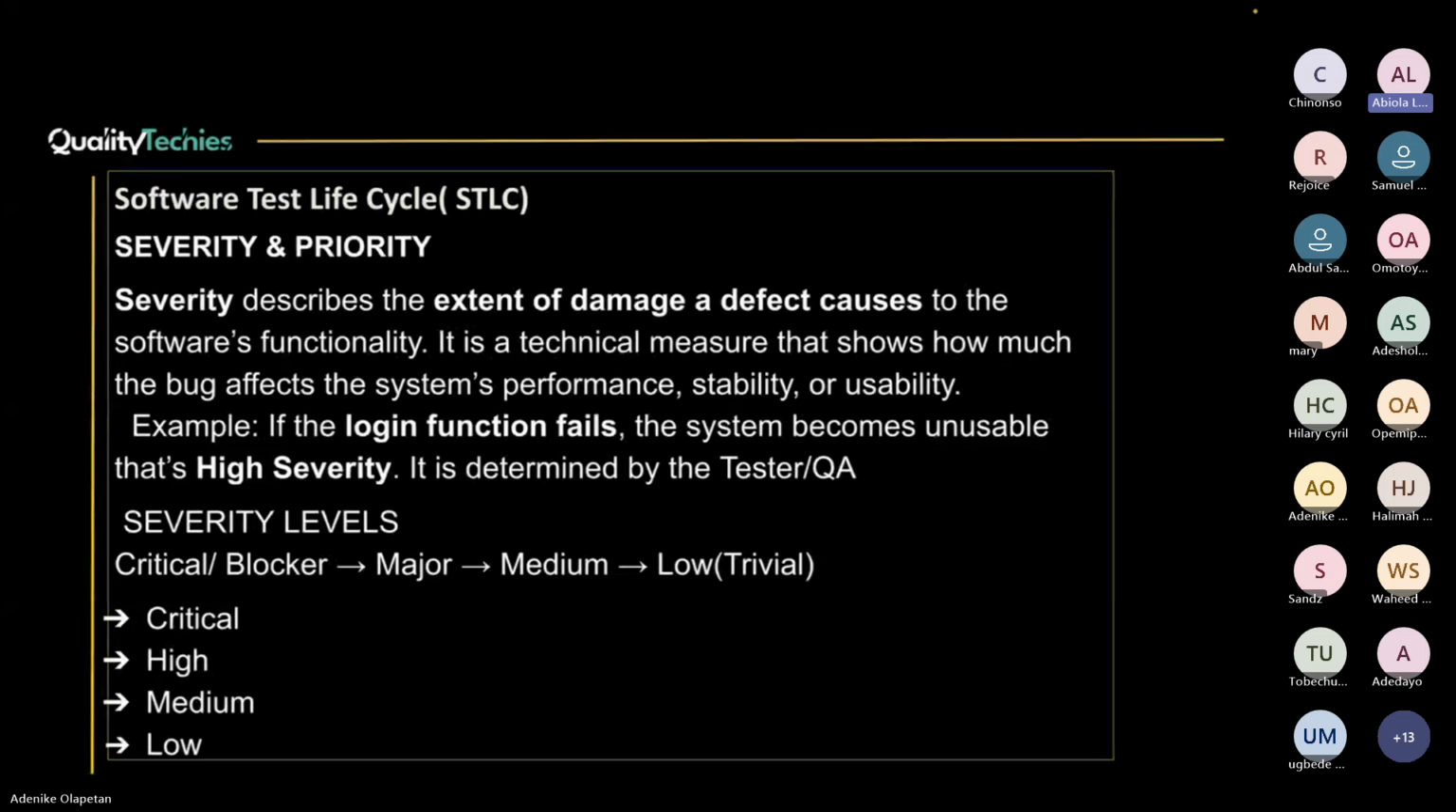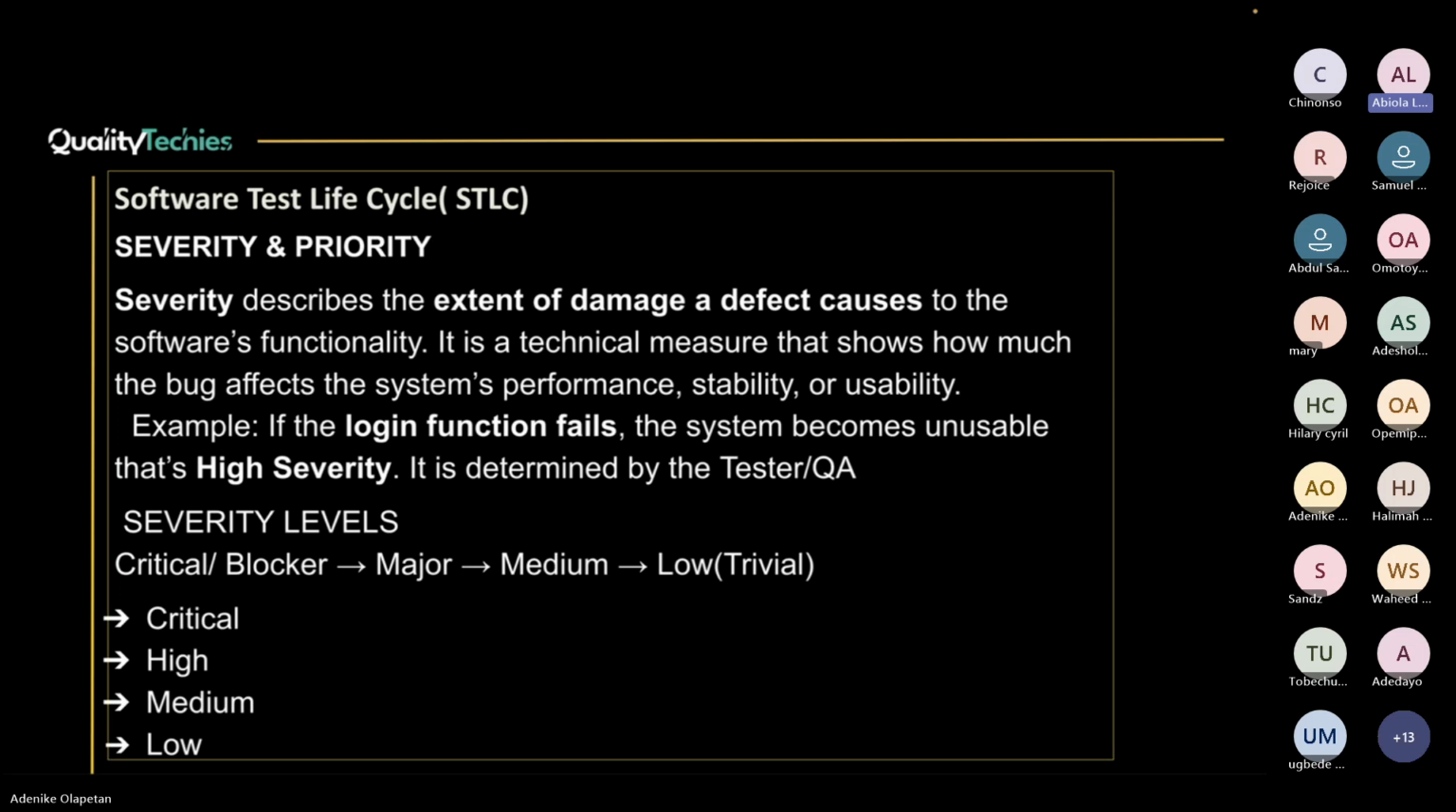So that's typically it. Now diving into severity, it describes the extent of damage the defect causes to the software functionality. It's just like when they say somebody is sick, you ask how bad, what's the extent? You now say it's severe. Once you hear severe, you know things are going in the wrong way. So in a software context, it is the extent of damage the defect causes to software functionality. It is the technical measure that shows how defects affect the system's performance, stability, or usability.